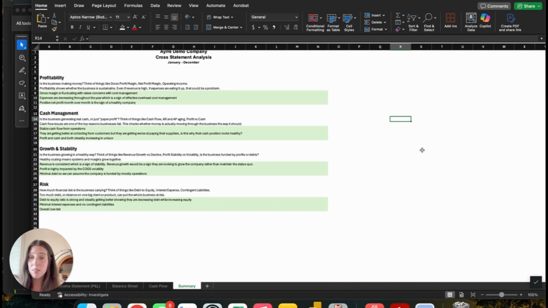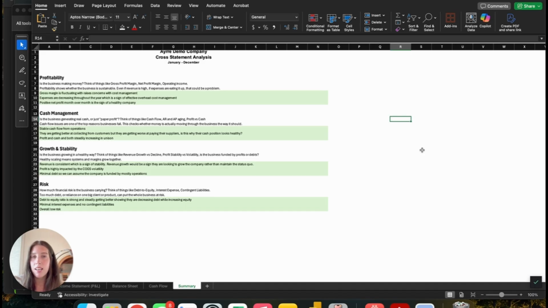And then the company has minimal debt, so we can assume the company is, again, funded by the operations. So that's great. And then as far as risk, the debt to equity ratio is really strong and it is steadily getting better, which shows the value or the equity of the company is increasing without the debt increasing. There's minimal interest expense, there's no contingent liabilities, which is good. So overall, the company looks fairly low risk.